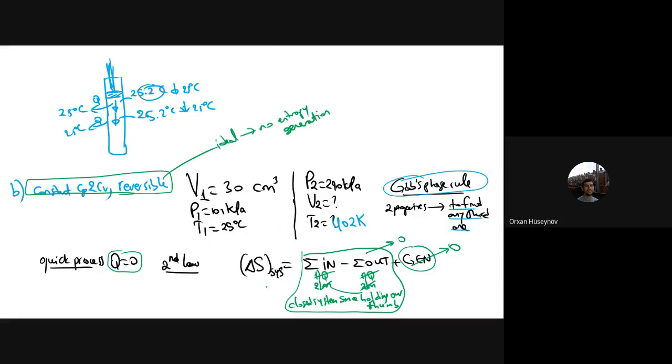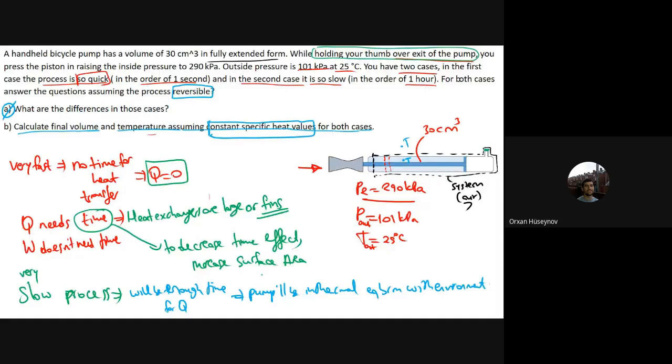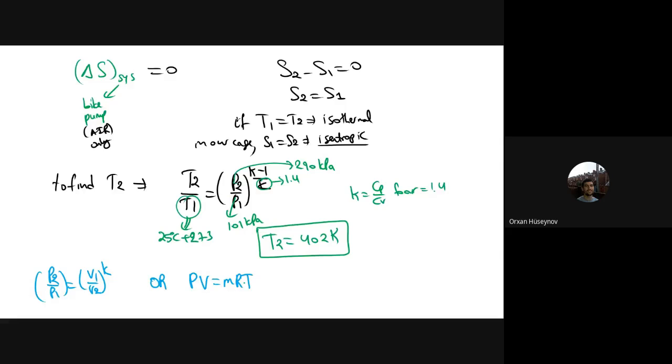You can use the PV = mRT relationship to find the volume at the second stage, or you can use this relationship. To find the mass, you have to use P2 V2 = mRT2, or P1 V1 = mRT1. You have to use the first relationship to find the mass, and then replace it back to here. Or you can use this formula, which is easier for our case.